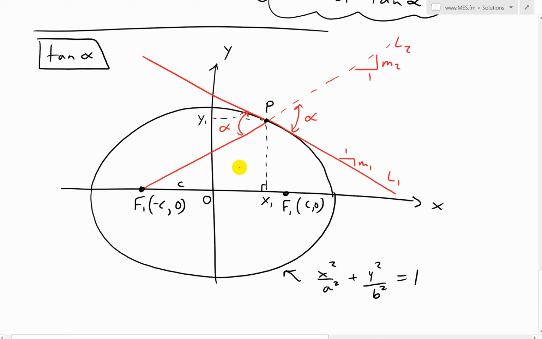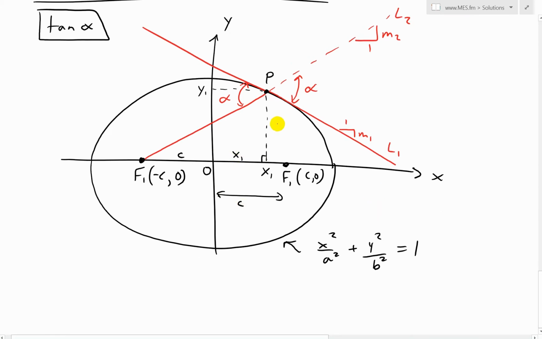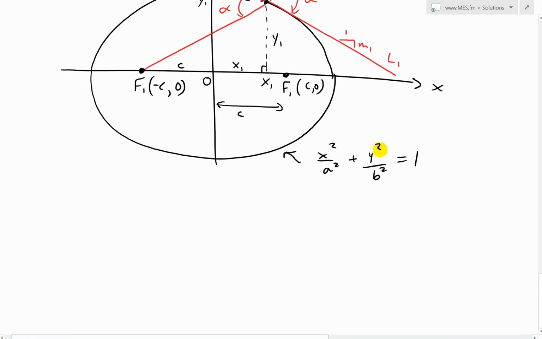But this c was from this distance up to there. So from here to here is x1, and then from here to here is c, like that. So basically we have x1 there. This is y1, so we could determine that just by this triangle. Let's just do rise over run here. So x1 plus c there is the run, and then y1 is the rise.